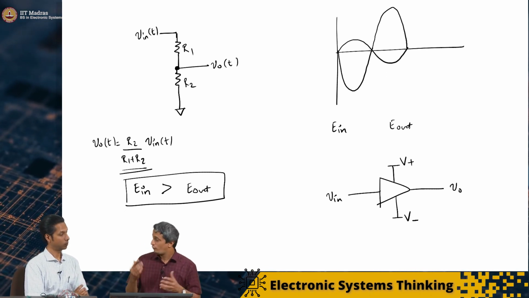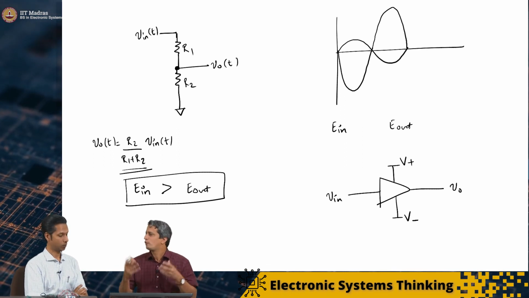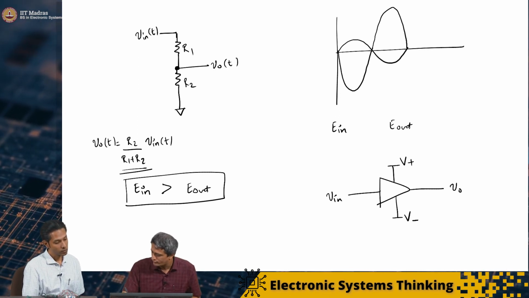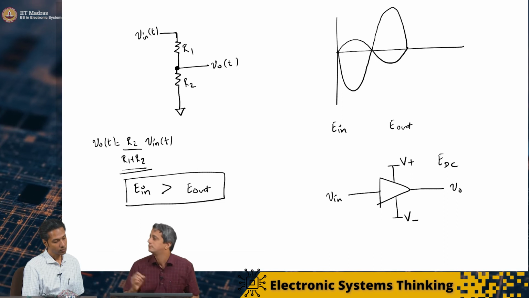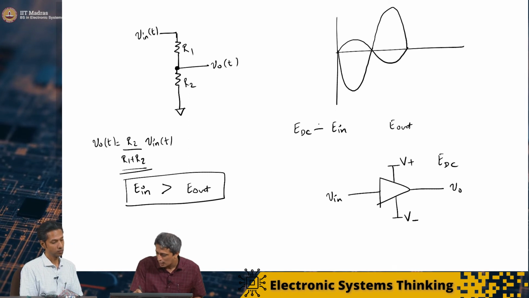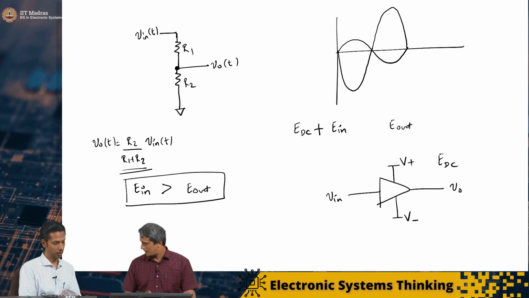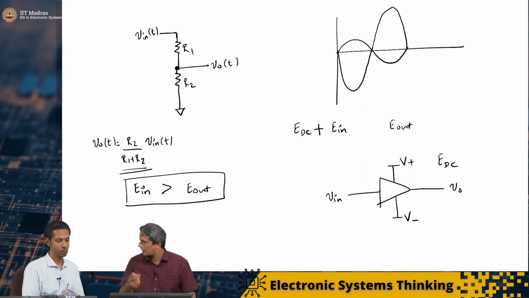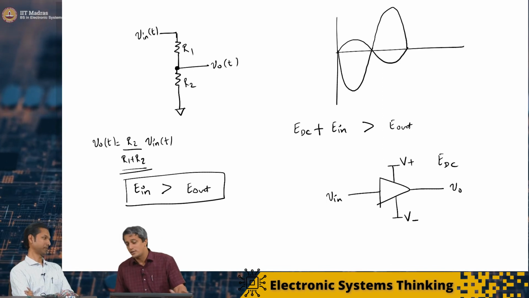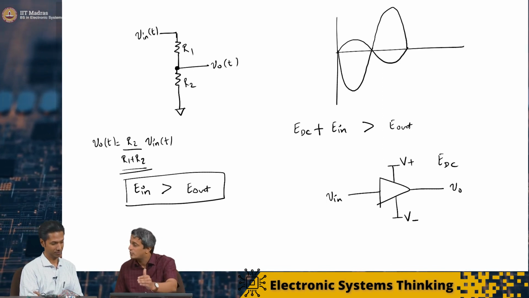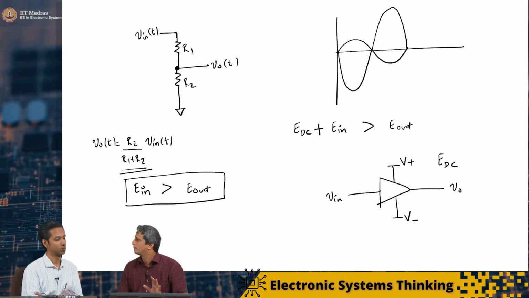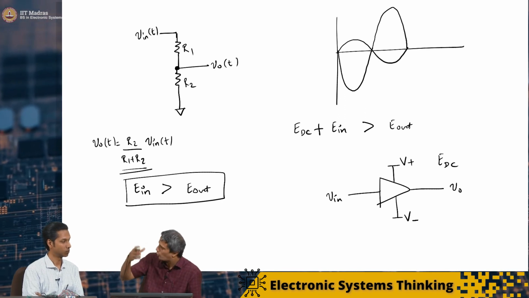Therefore, if you want to look at it from an energy perspective, you have to look at the energy of the entire system. I will call the energy of this V plus and V minus as EDC. Now I can write EDC plus input voltage, because somebody is generating that voltage for us, should be greater than E out. So in some sense, the amplification is okay as long as the DC source can provide that energy. And that's why the sinusoid was also intact.